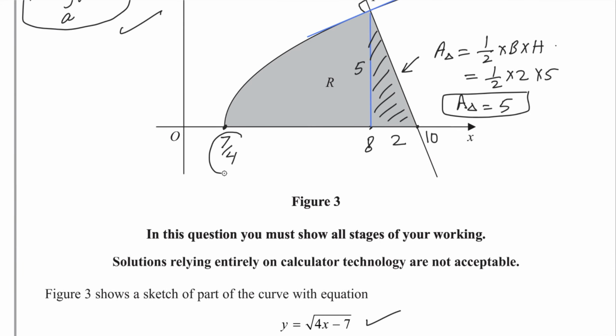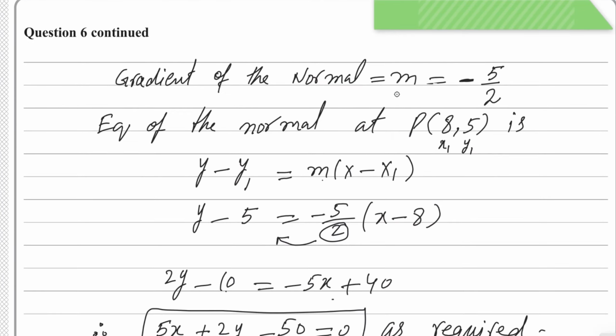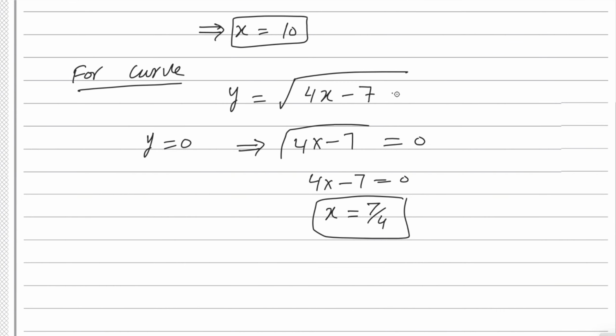Now you have the limit from 7 over 4 to 8. You will find the area under the curve. To find the total area, you just add this area to this area of the triangle. Therefore, we can write here the total area of the shaded region will be equal to the area under the curve, that is y, this one, (4x minus 7) power 1 over 2, and here we have the limit 7 over 4 to 8, dx, and plus the area of the triangle.